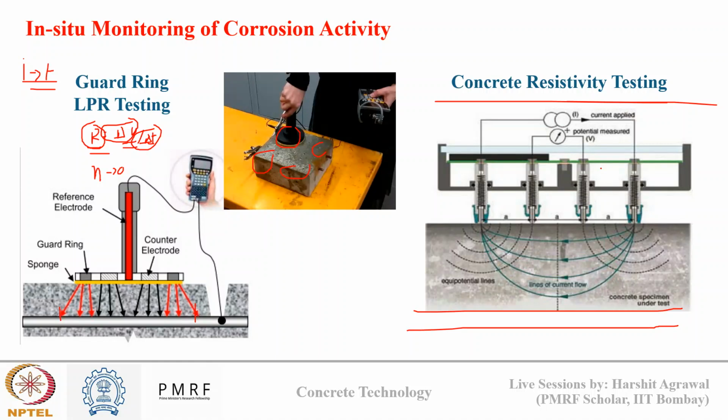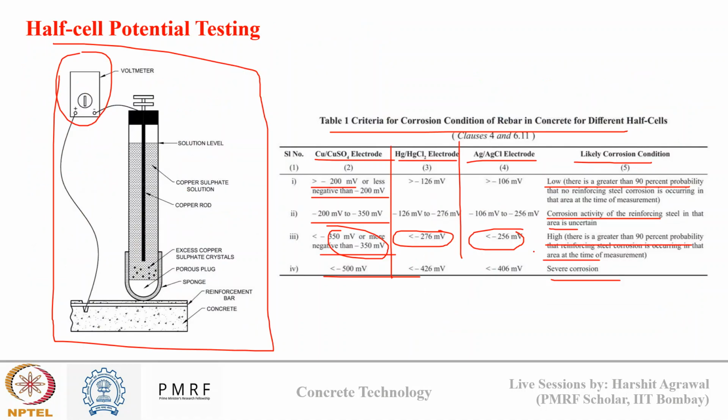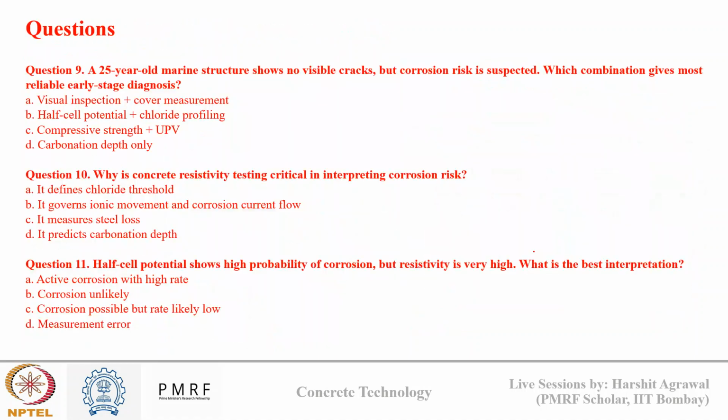So there is a 4 probe resistivity meter, and there is a 2 probe resistivity meter also, which can help us to measure the surface resistivity of concrete cover. These are different types of in situ monitoring testing for corrosion activities. Now based on these techniques, just try to answer these 3 simple questions, and if you have any doubt regarding any of the testing, you can ask.